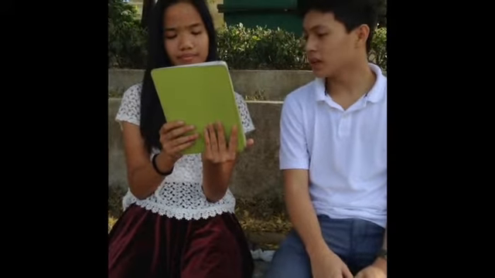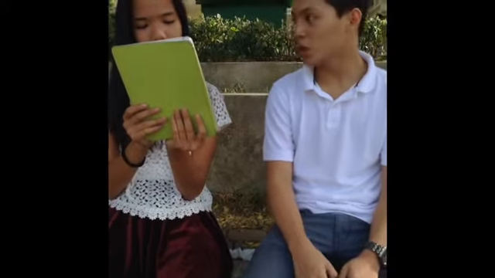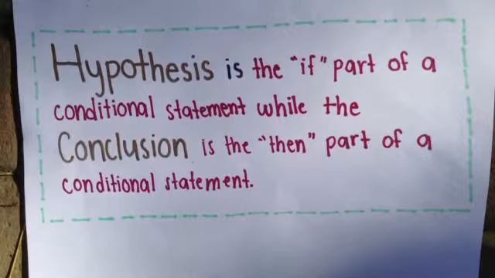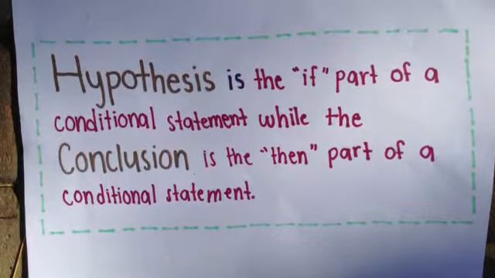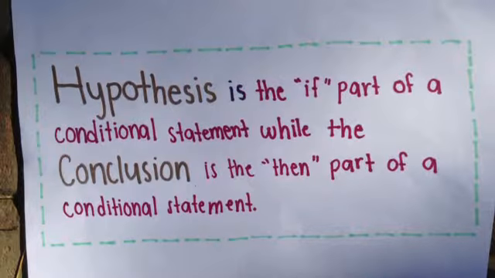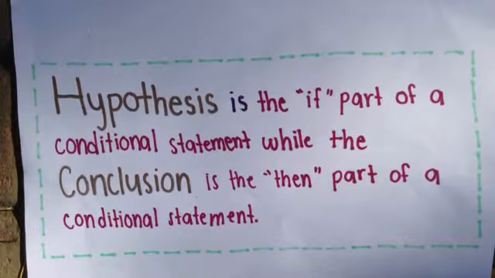Did you know that hypothesis and conclusion is also known as a conditional statement in geometry? What's a conditional statement? Hypothesis is the "if" part of a conditional statement, while the conclusion is the "then" part of a conditional statement. Hypothesis and conclusion is similar to conditional statements, so don't confuse yourselves. Can you give an example of a conditional statement?